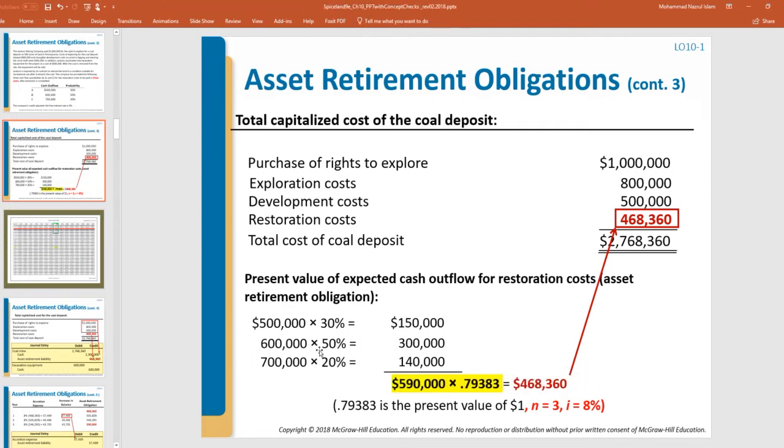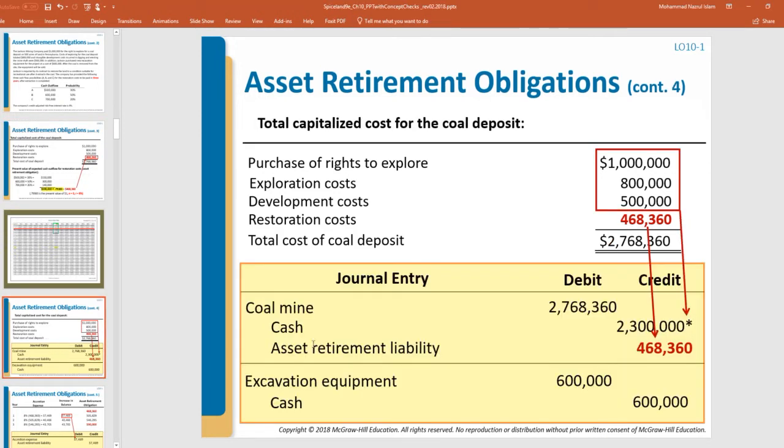Okay, so we know that. And the asset retirement obligation you will be recording. So the coal mine total cost after adding the asset retirement obligation with the total cost. So other costs, actually our total cost will be this one.